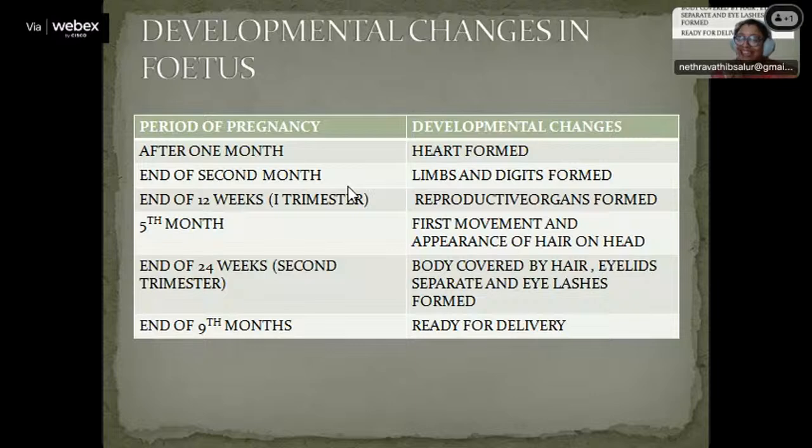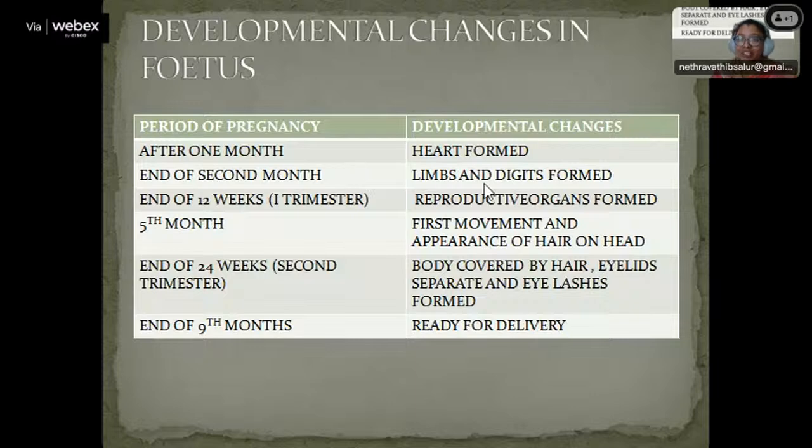So, the entire 9 months can be divided into 3 trimesters. From the first to third month is called the first trimester. Fourth, fifth, and sixth is called the second trimester. Seventh to ninth is called the third trimester.